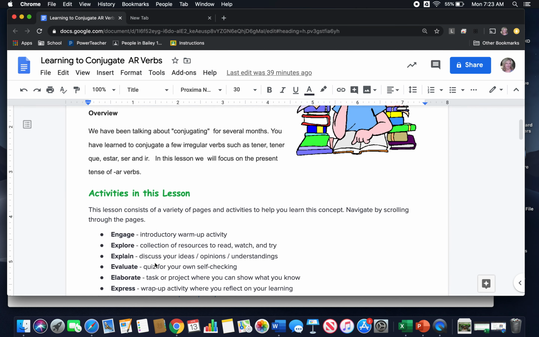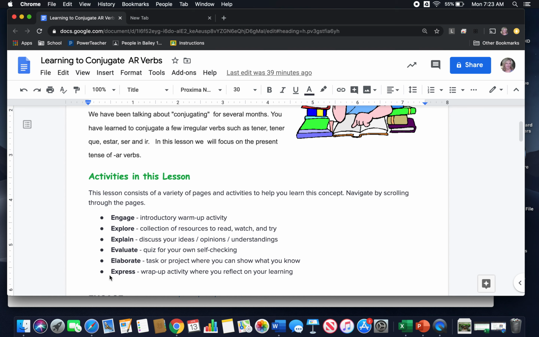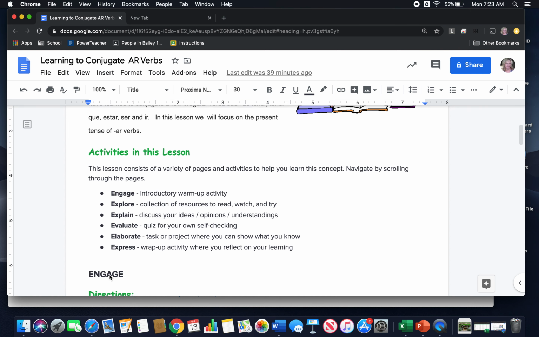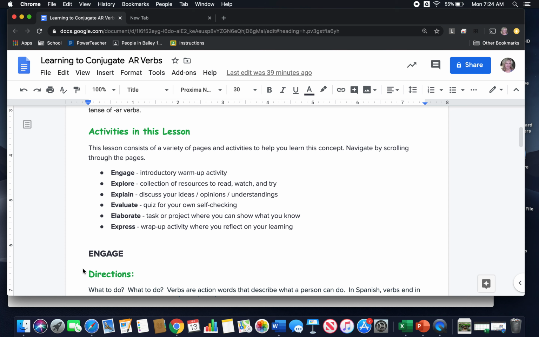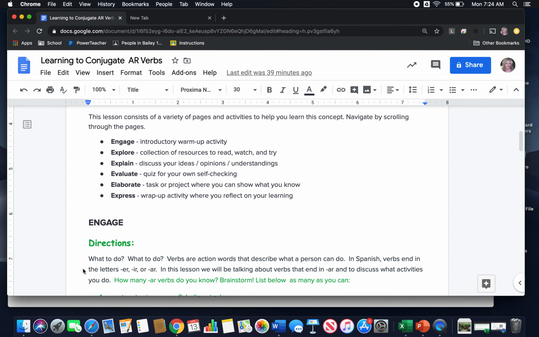Okay, so here's a little overview of each of the sections and what you're going to do in each section. The first section, engage. Verbs are words that describe what a person can do. We have learned in Spanish that the infinitive form of verbs ends either in ER, IR, or AR. In this lesson, we will be talking about verbs that end in AR. And we are going to discuss activities that you do with these verbs that end in AR.